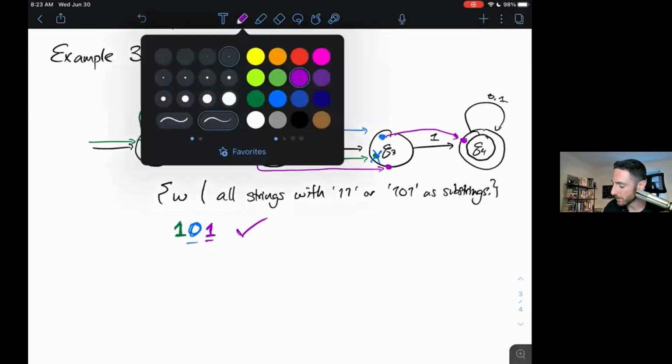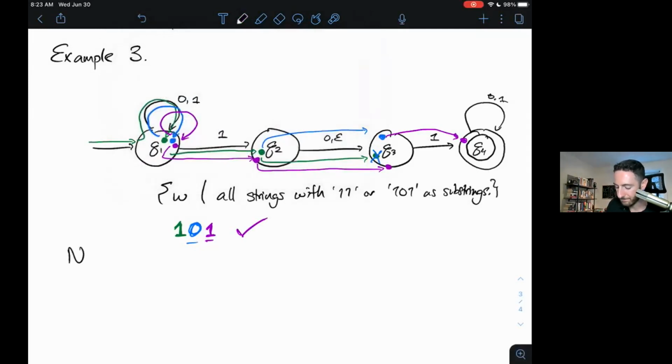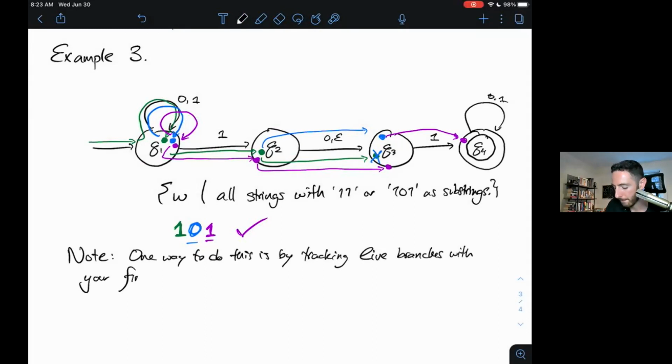A little note. If you're doing this by yourself, if you're on a legal pad, or if you're reviewing these notes, one way to do this is by tracking live branches with your fingers. Which may sound silly, but I do it to help me evaluate NFAs. This is the recommended method in the textbook.